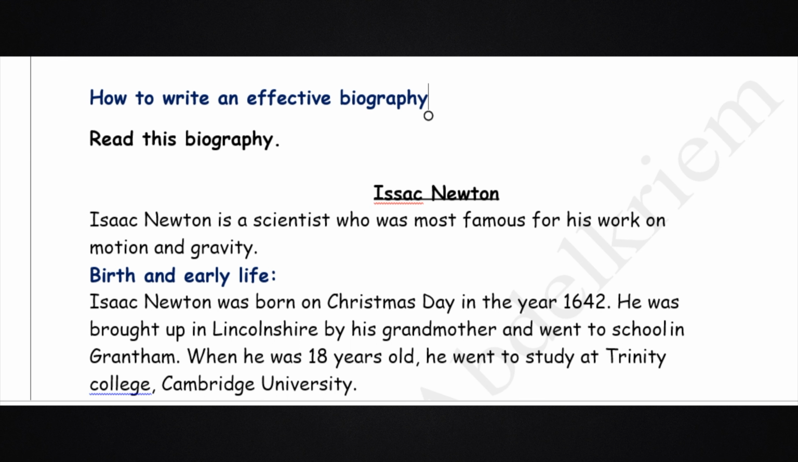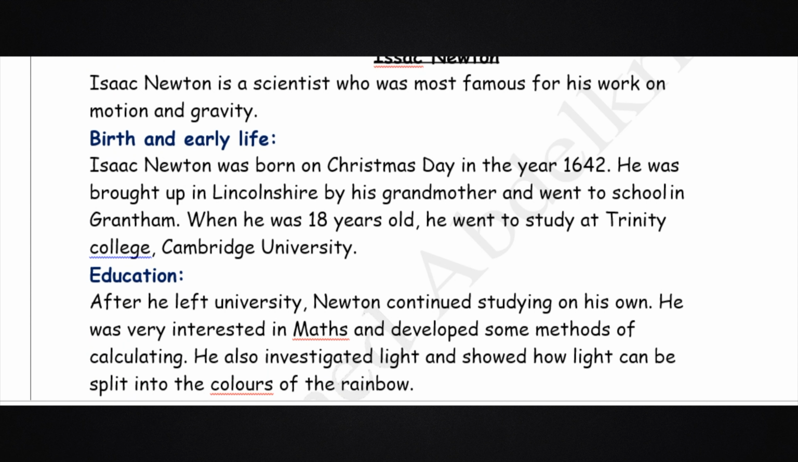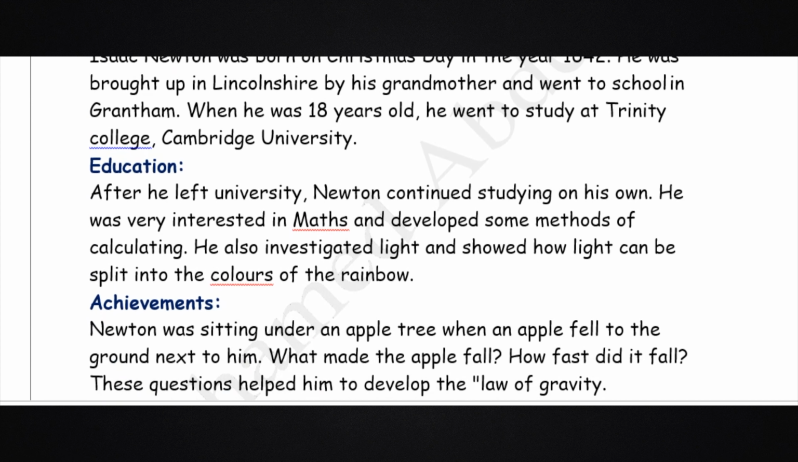Then the second body paragraph will be about his education. After he left university, Newton continued studying on his own. He was very interested in math and developed some methods of calculating. He also investigated light and showed how light can be split into the colors of the rainbow. So now I'm done with the second subheading. The last subheading is his achievements and his work.